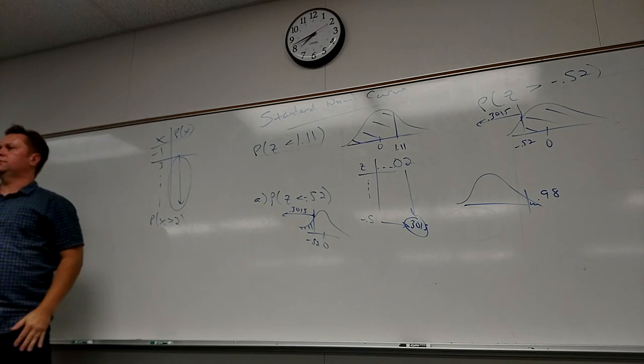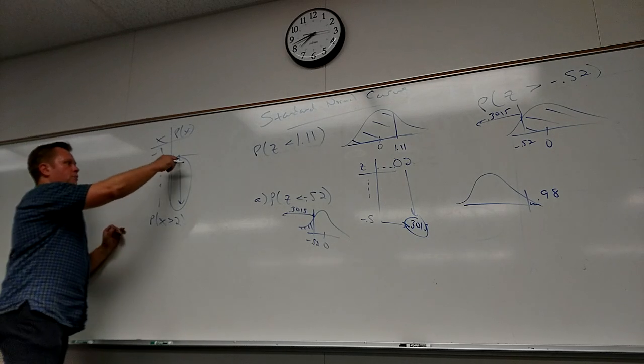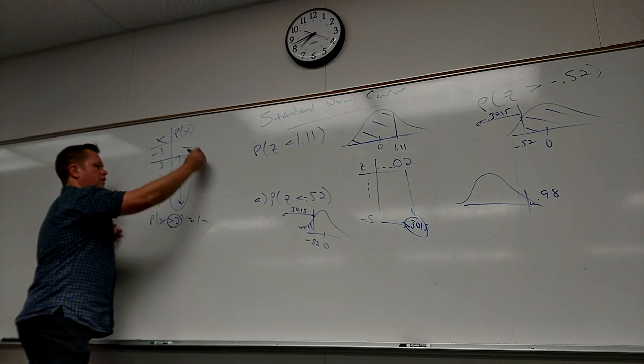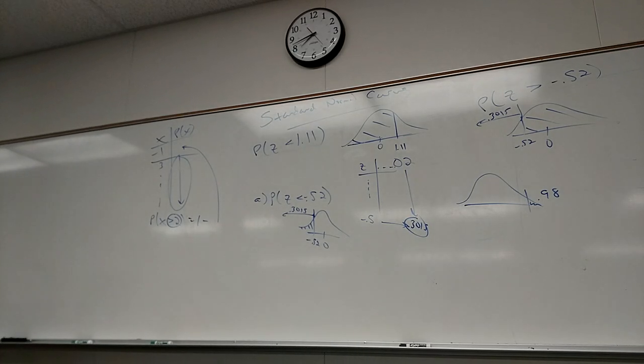I don't care which way you do it. The 1 minus thing is just a nice, tiny little shortcut. So you either add up all these, because they're all greater than 2, or you do 1 minus whatever this is, because they all add to 1. So of course 1 minus that piece is the other piece.